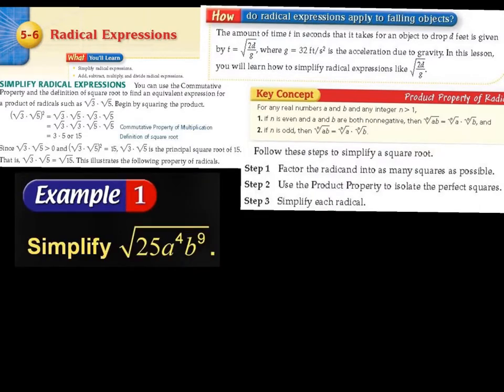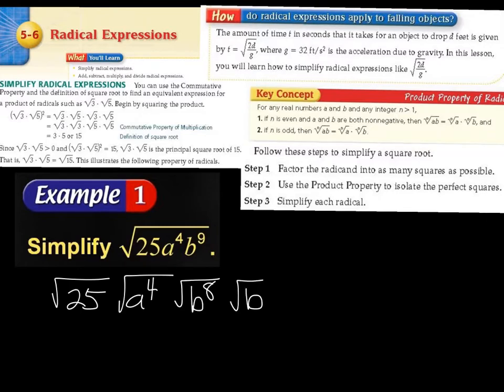Okay, first step, factor the radicand into as many squares as possible. Hey, 25 is already a perfect square. A to the 4th is a perfect square. B to the 9th we can rewrite as b to the 8th times b. Square root of 25 is 5. The square root of a to the 4th is a squared. The square root of b to the 8th is b to the 4th. And we're left with a square root of b. Now it happens to be that both of our exponents started off as even, so we don't need to use an absolute value this time.